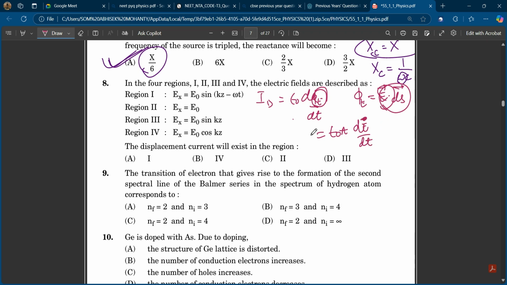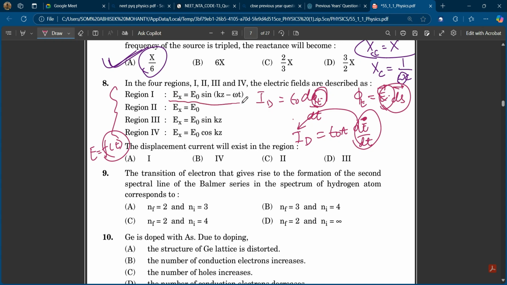Think about the definition of displacement current. Displacement current occurs because of a change in electric field. So if there is a change in electric field with respect to time, there will be displacement current. So we have to see which electric field function is a function of time, in which term there is time.